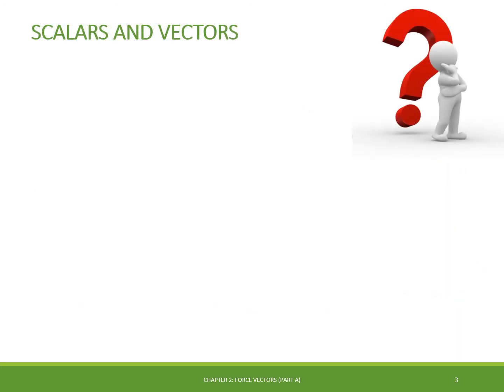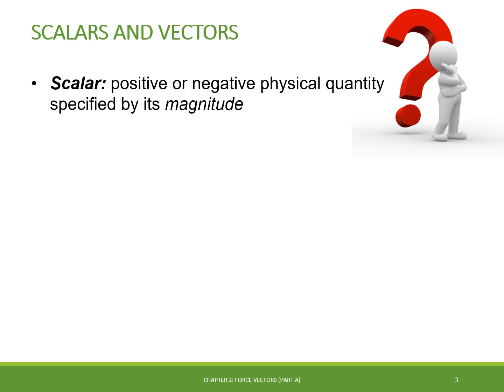We should start by providing a proper definition of scalars and vectors, which are the two mathematical entities that we use to measure all physical quantities in mechanics. A scalar is any positive or negative physical quantity that can be completely specified by its magnitude. Examples of scalar quantities include the length, the mass, and the time.